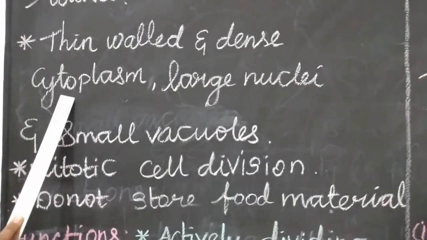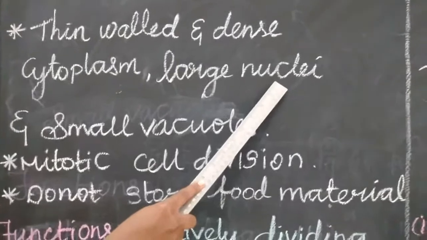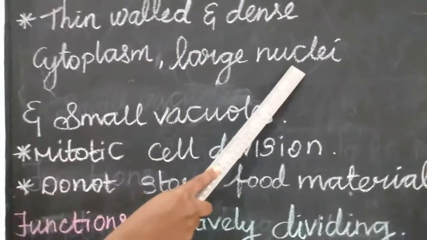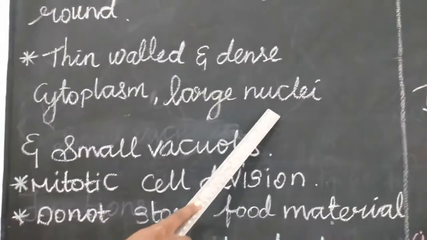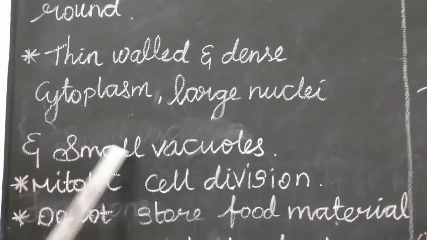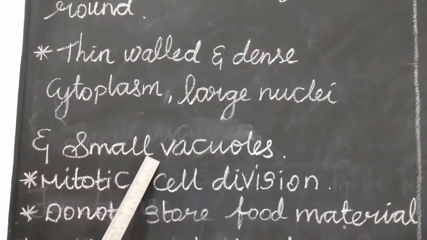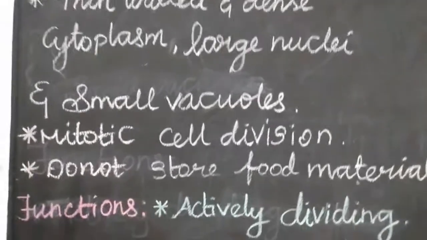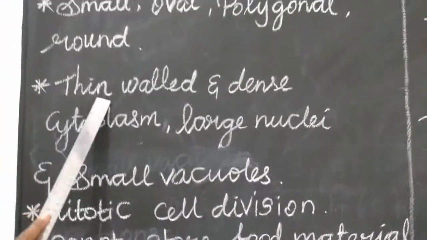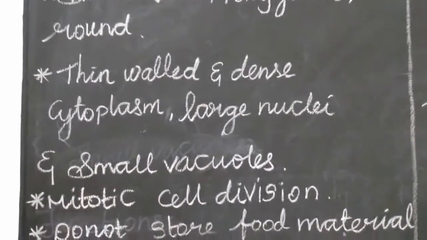Again, it also contains a nucleus. The cell contains a nucleus. Do you know? Yes. The meristem also contains a large nucleus and small vacuoles. The spherical body it contains, what is it? It is called a small vacuole. Okay. So meristem contains a thin wall, dense cytoplasm, large nuclei and small vacuoles.